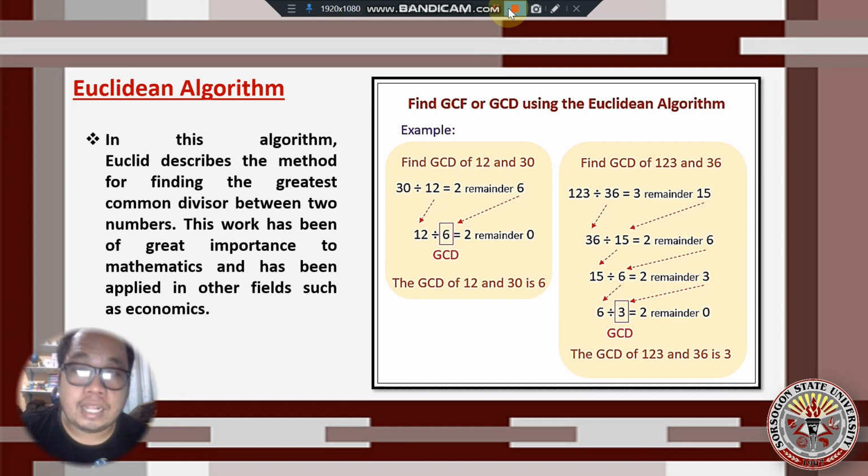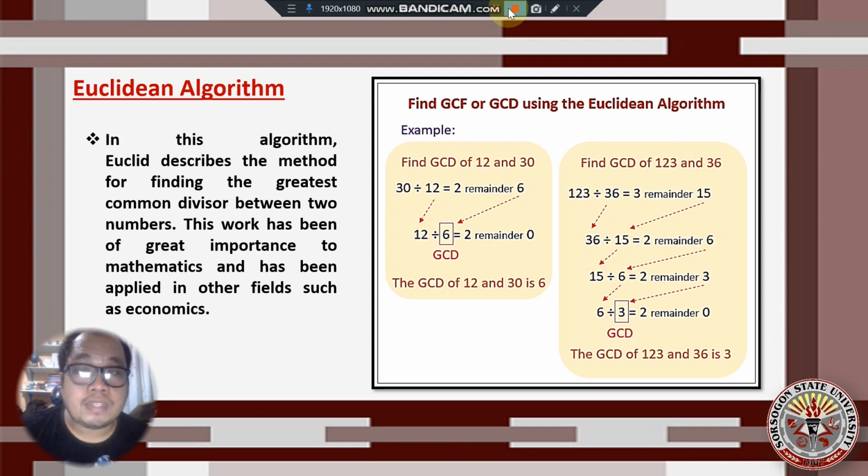using the Euclidean algorithm. Now, on the first example, we are tasked to find the greatest common divisor of 12 and 30. So 30 divided by 12 is equal to 2, remainder 6. And we're going to divide the divisor 12 by the remainder 6. And that results to 2, remainder 0. And with that, the greatest common divisor is 6, given the numbers 12 and 30.